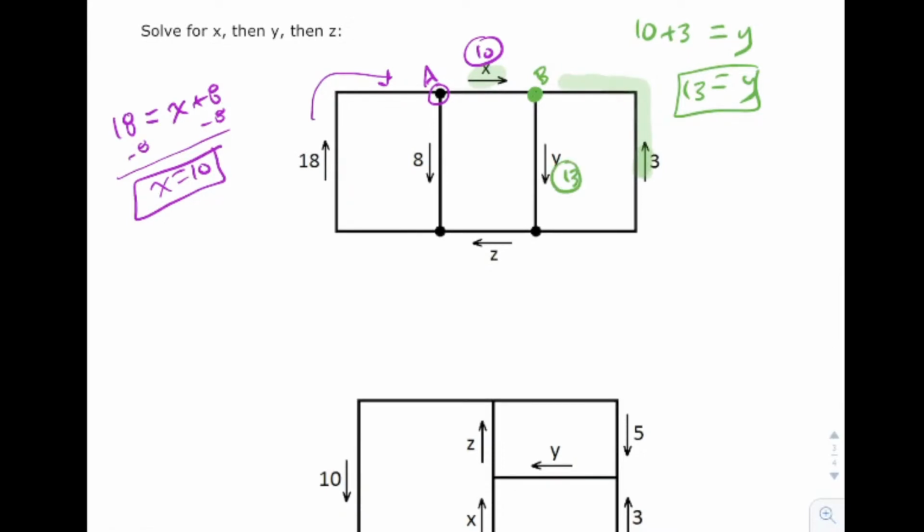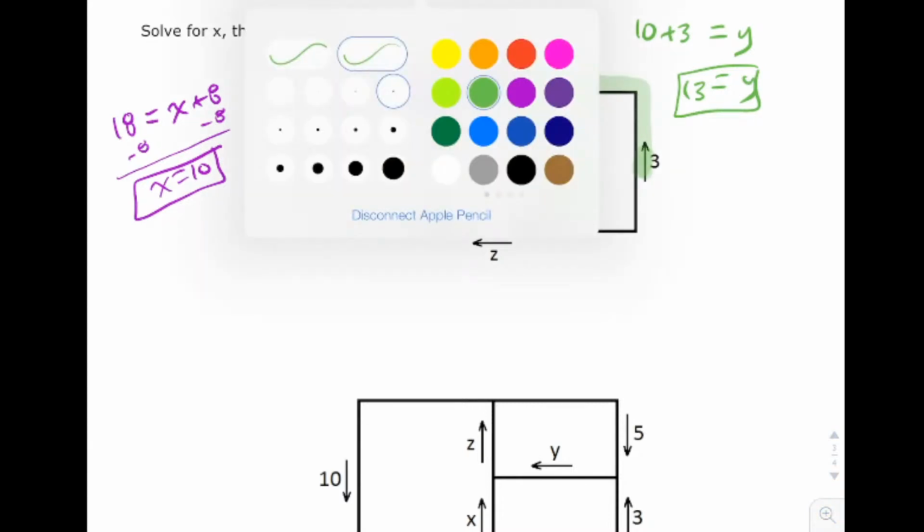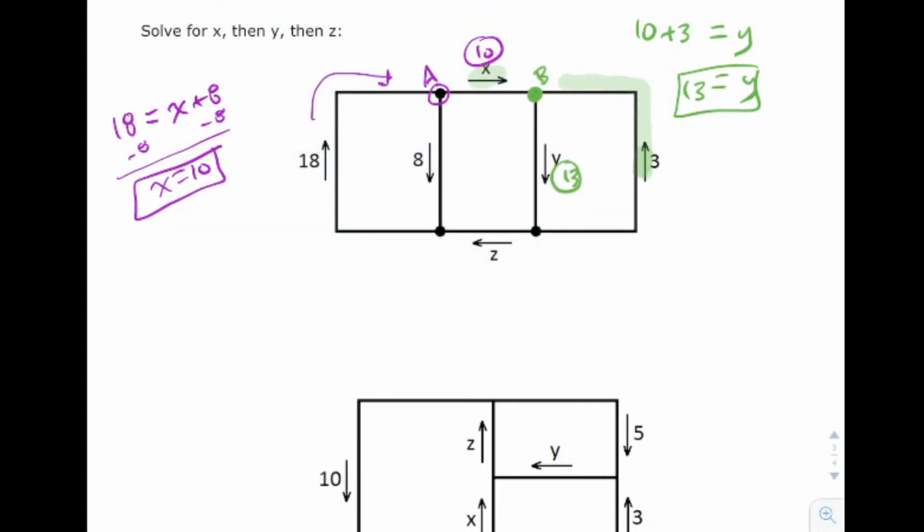Now we can solve for Z. So let's use a cool color. I don't have any more cool colors. Darn. Let's use that one. I want to solve for Z, which means I should either use this junction or this junction. Now in this case, it doesn't matter which junction I use because I don't have any other unknowns. Z is the only thing that hasn't been solved for yet. So it really doesn't matter which one I solve for. Maybe I'll use junction C just to be different.